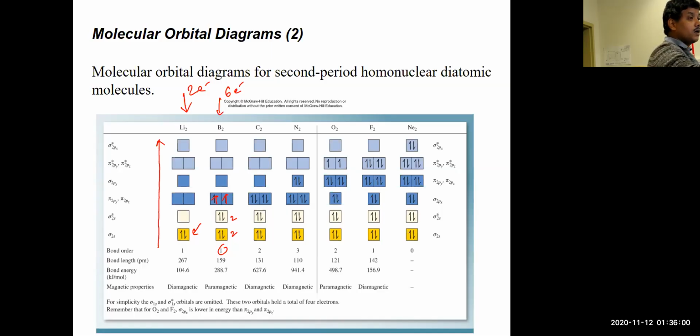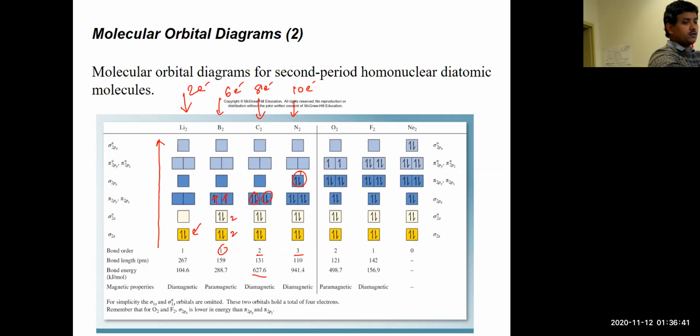Let's see what happens. Each carbon has 4 valence electrons, so there are a total of 8 electrons, and each nitrogen has 5 valence electrons, so a total of 10 electrons to work with here. You start filling from the bottom. For carbon, you have completely filled pi 2py and pi 2px, but for nitrogen, you also completely fill sigma 2px. If you count the bond order, carbon has 2 and nitrogen has 3. What it says is that the higher the bond order, the more stable it is. Let's see if it is true.